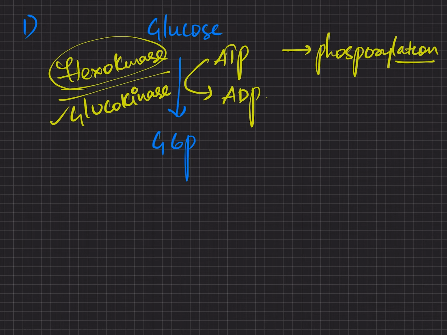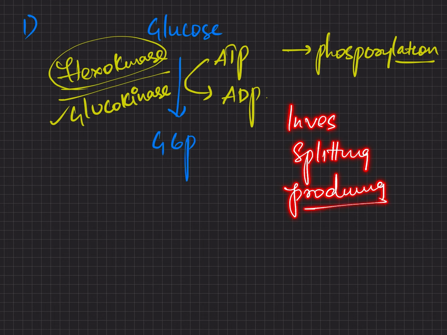See, for anything to produce, first you require an investment, just like a business. Only when you put in an investment are you finally going to get a profit. In a similar way, this glycolysis first requires energy in the form of ATP, and later it will be producing energy in the form of ATP. So I can describe glycolysis in three phases: the investing phase, the splitting phase, and the producing phase.